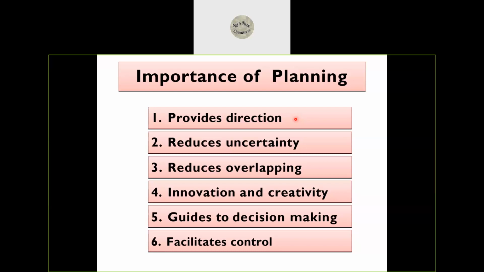Innovation and creativity. When I am doing planning, I am deciding something in advance, I am doing it with creativity and I am adding innovation to it. Guides to decision making. Alternatives are available to us. From those alternatives, I am choosing the best option. The manager is choosing the best option for the organization. So it helps the manager in decision making. Then facilitates control. Planning gives us the basis for controlling. Planning gives us the standards. On the basis of those standards, I do controlling. So clear about the meaning of planning and importance of planning. Clear है?